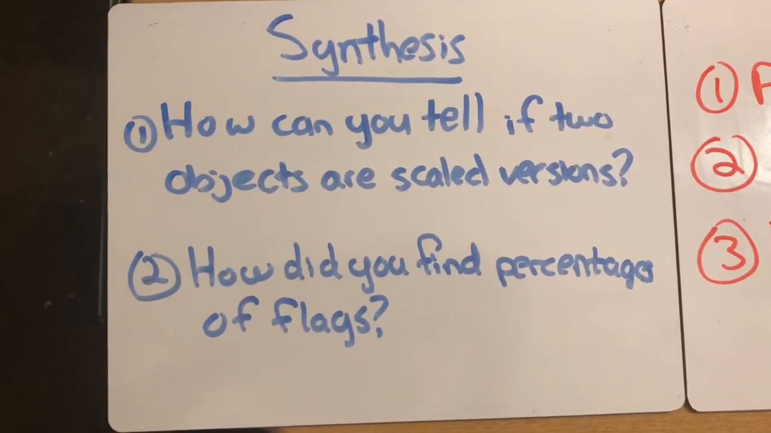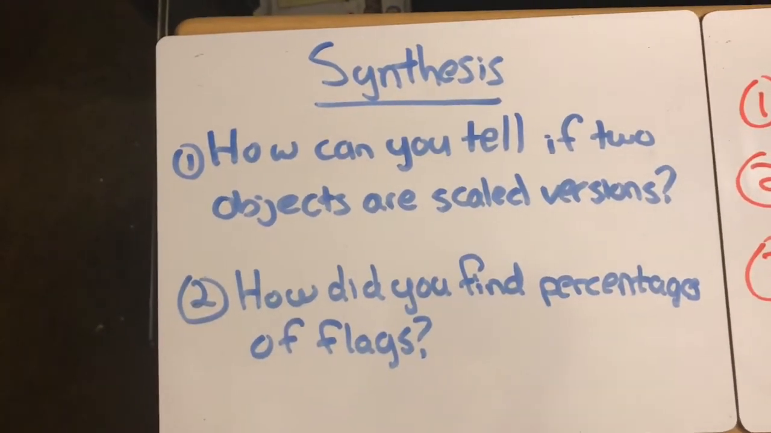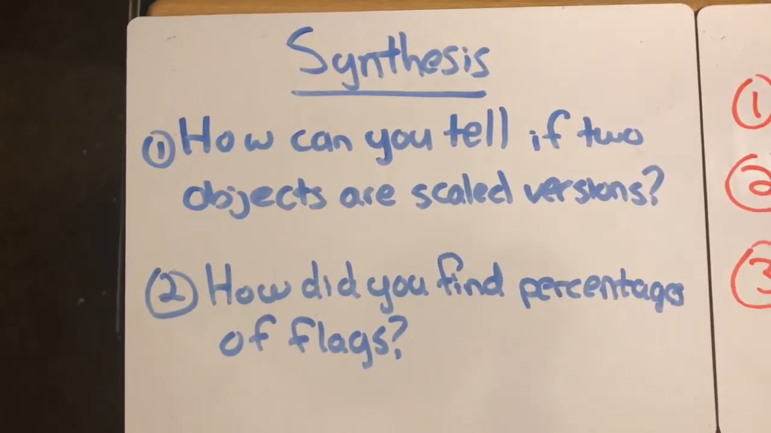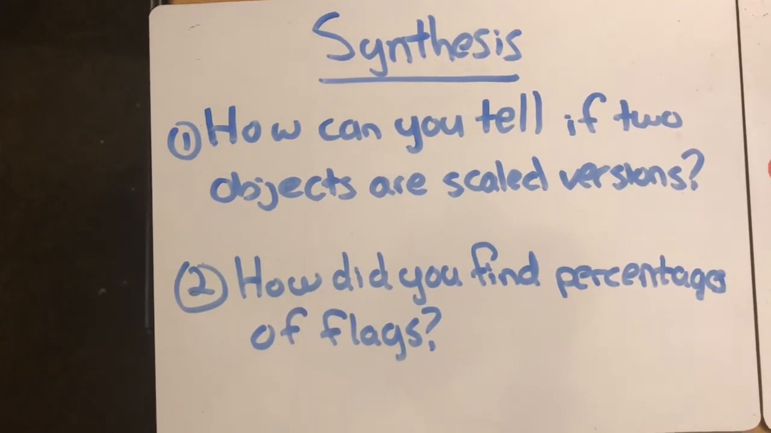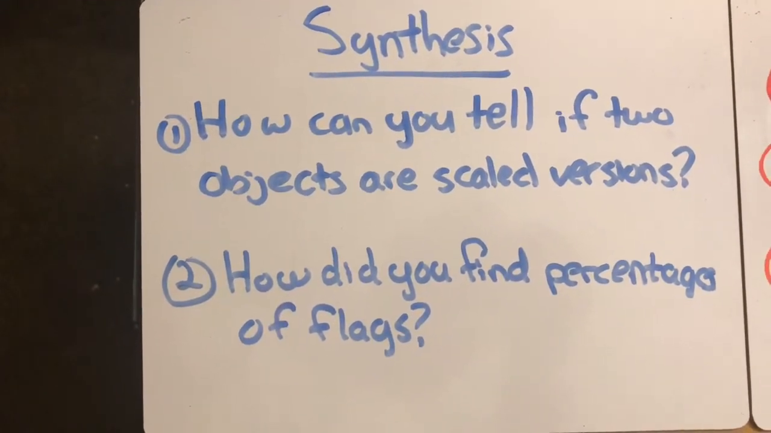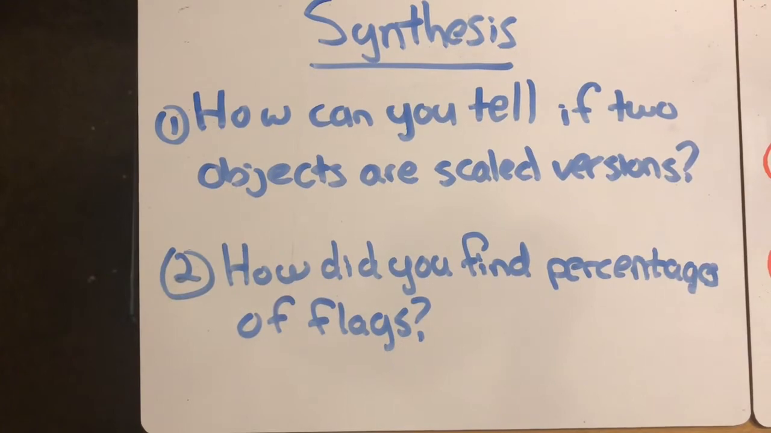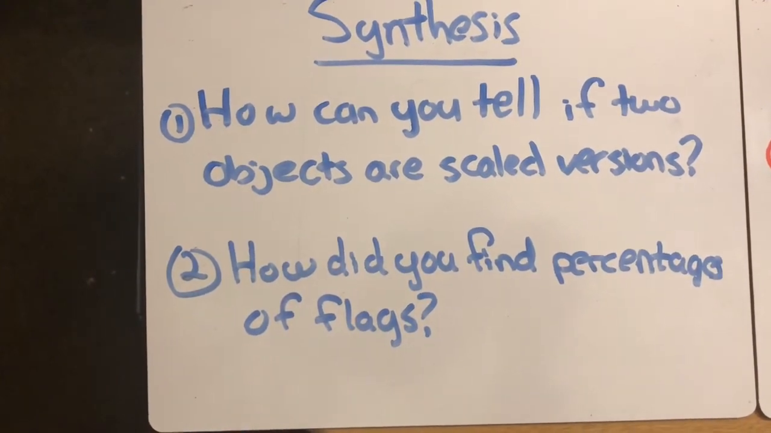It's time to tie everything together. So answer these two questions, or at least think about an answer. 1. How can you tell if two objects are scale versions? And 2. How did you find percentages of flags and the area that they covered?